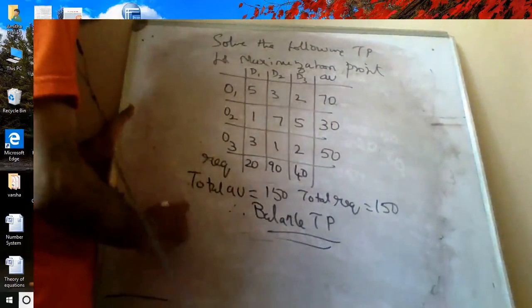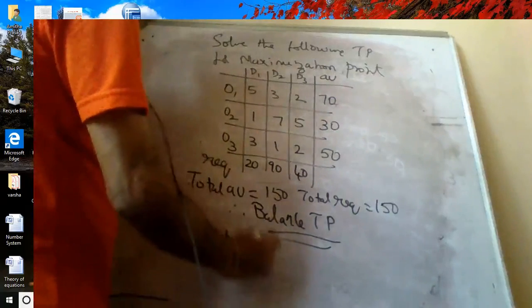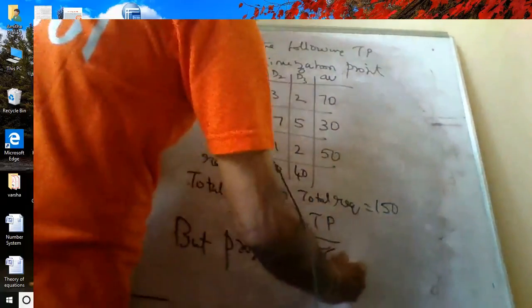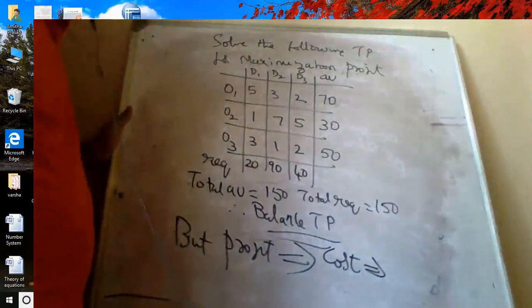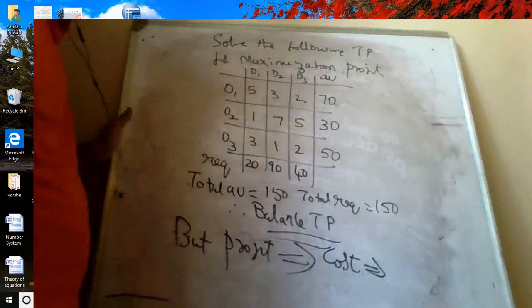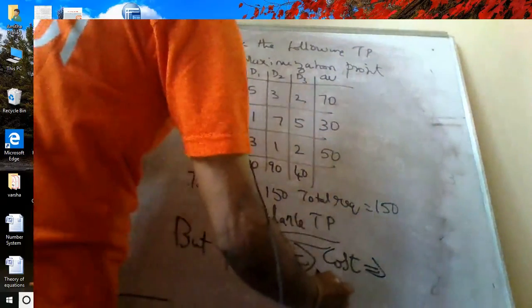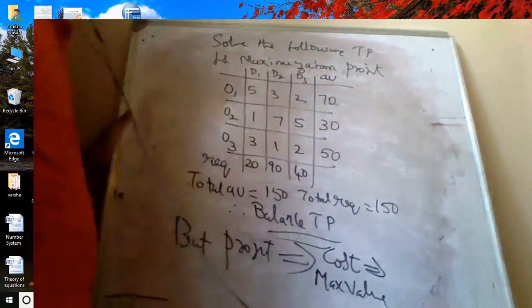But very important, profit is given, so you should convert it into cost. Change the problem. You can't change the method, therefore we'll change the problem. How to convert it into cost? See the maximum value and subtract all the values from the maximum value.